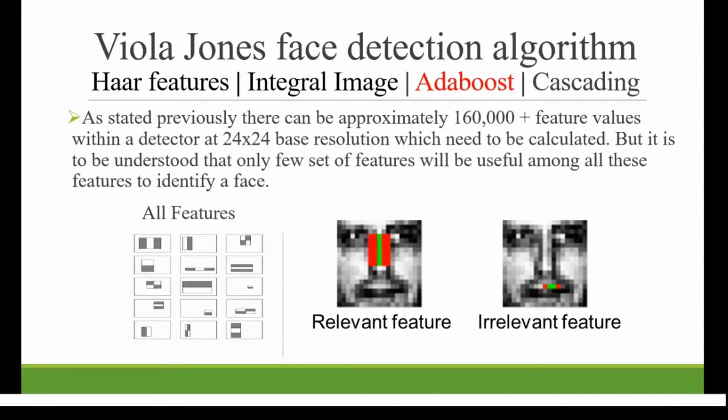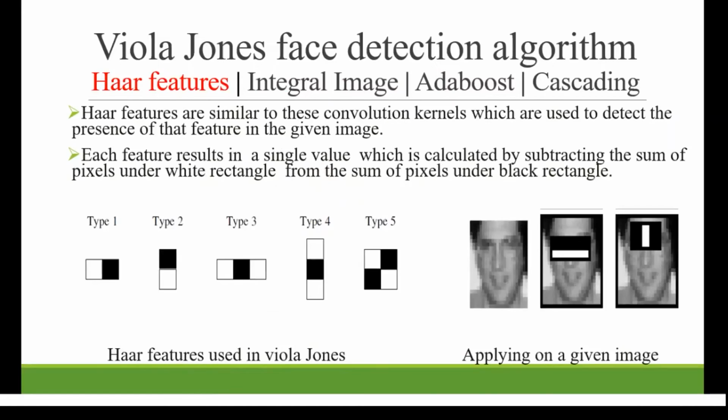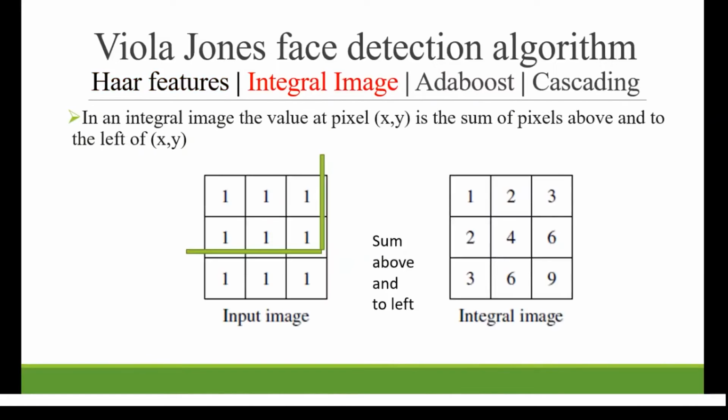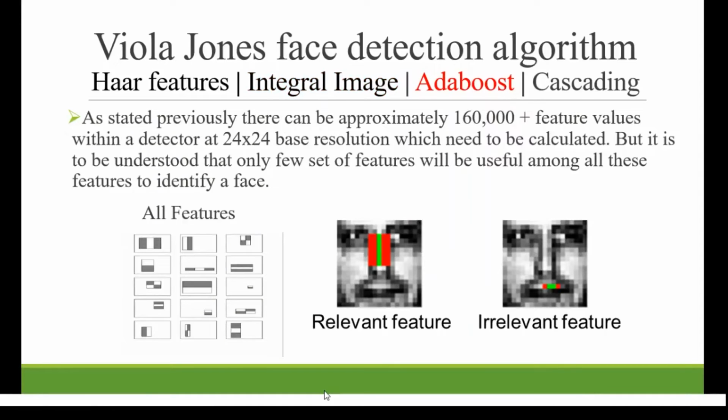So now we have learned what Haar features are. These are all Haar features. We have learned what an integral image is. Integral image is very important. These two concepts are quite important. So now we'll be learning the next algorithm, which is AdaBoost. We'll be learning that in the next video. So now we'll be learning AdaBoost.